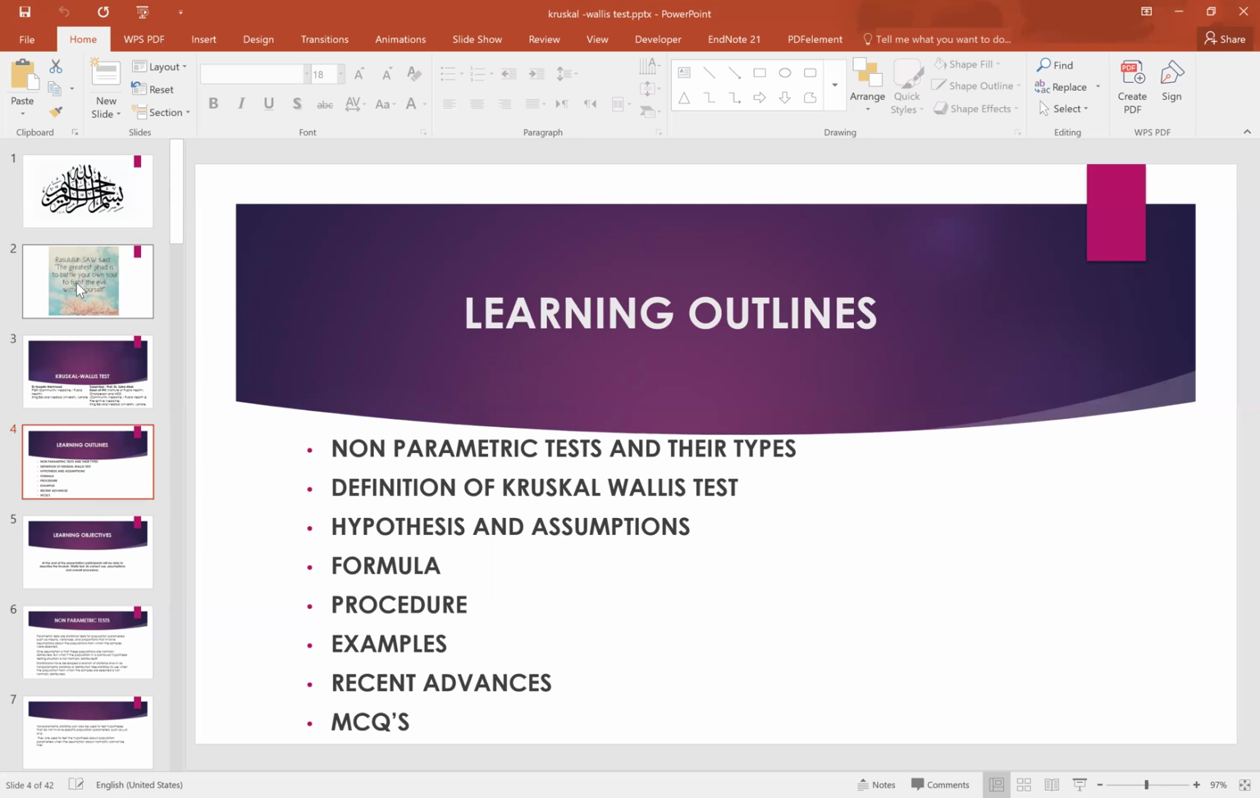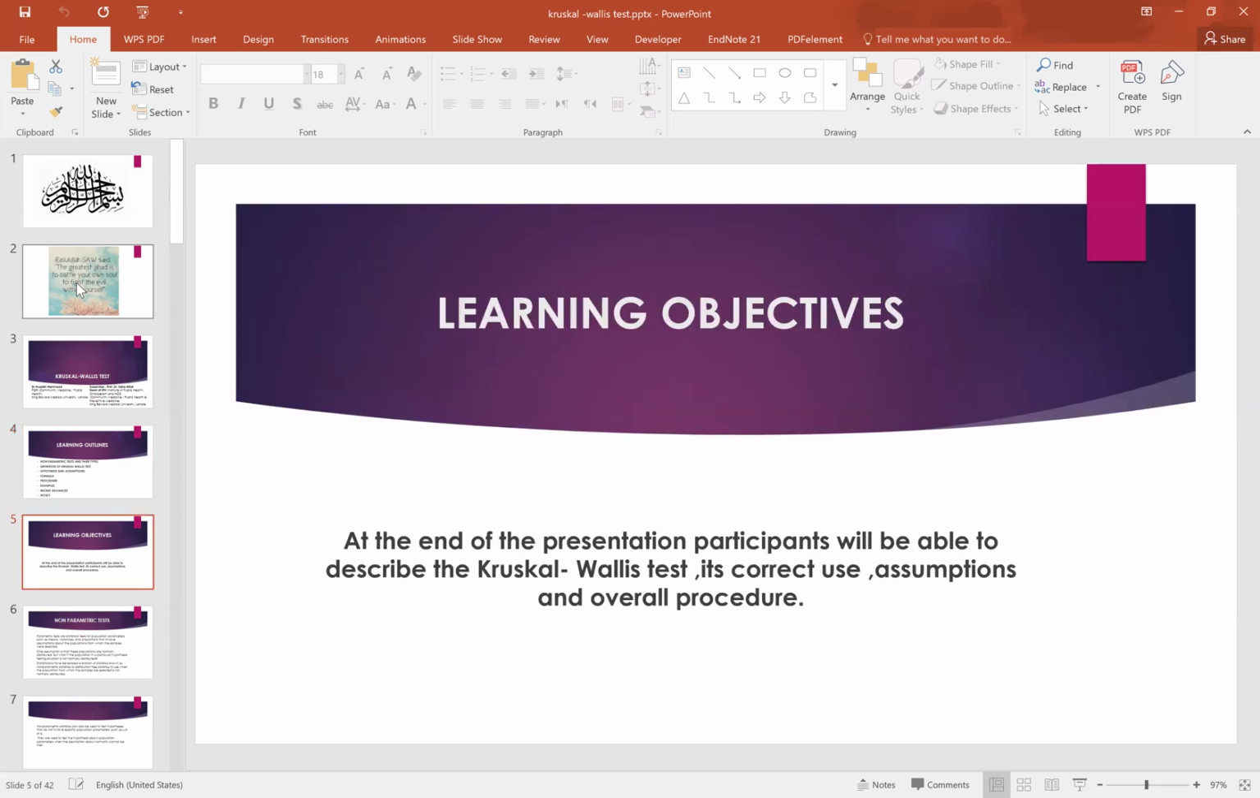Learning outlines. Today we will learn about non-parametric tests and their types, definition of Kruskal-Wallis test, hypothesis and assumptions, formula of Kruskal-Wallis test, procedure, examples and recent advances about Kruskal-Wallis test. Learning objective. At the end of this presentation, participants will be able to describe the Kruskal-Wallis test, its correct uses, assumptions, and overall procedure.